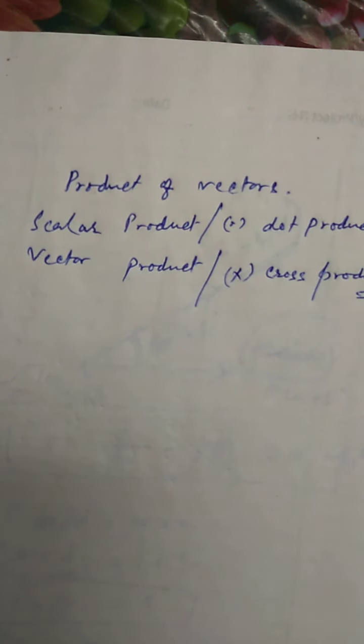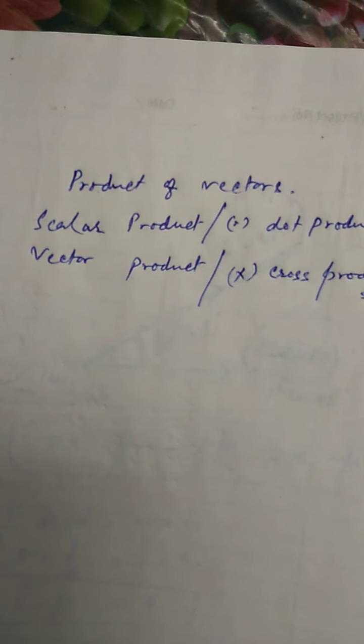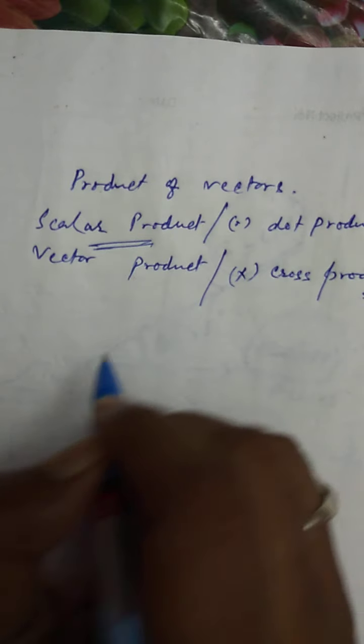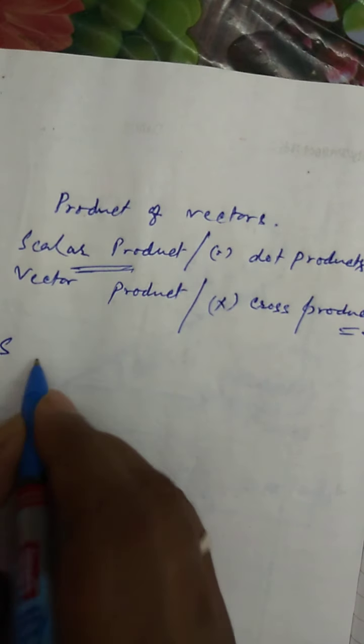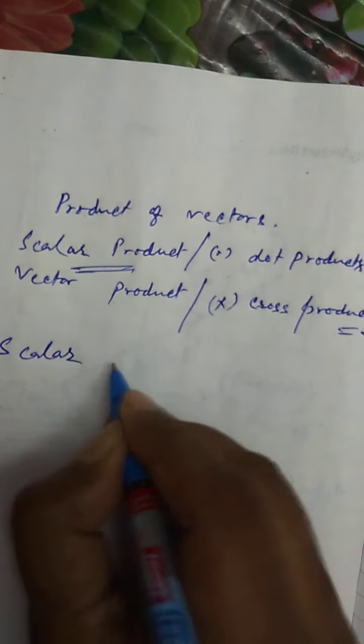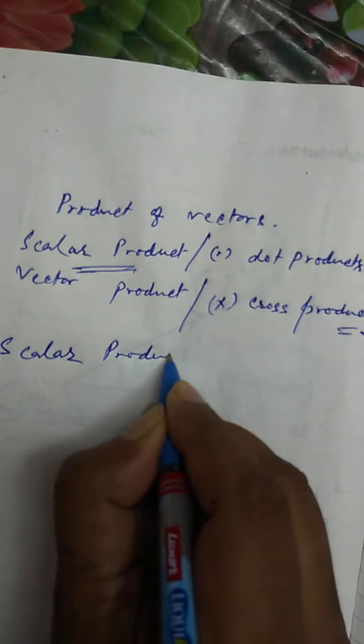When two physical quantities are multiplied and the resulting physical quantity is a scalar quantity, then the product is called a scalar product. Today we will learn about the scalar product, or dot product.